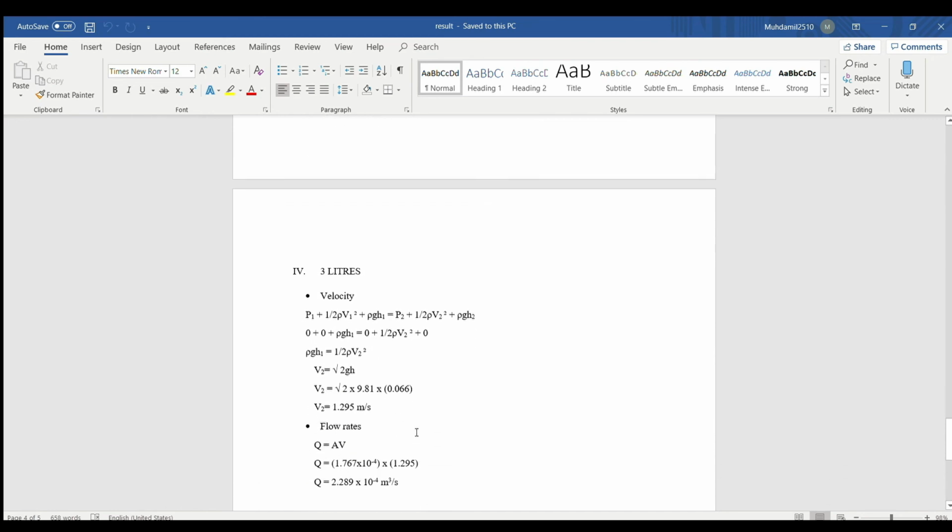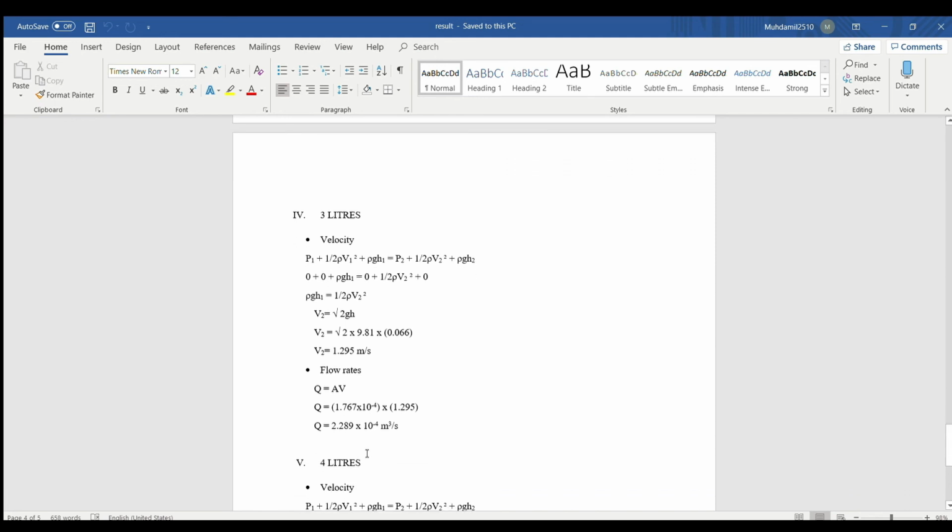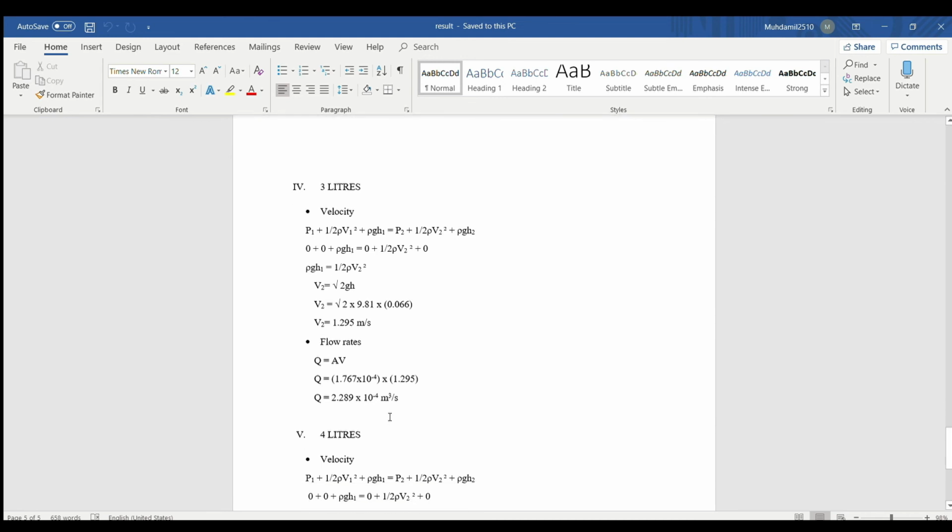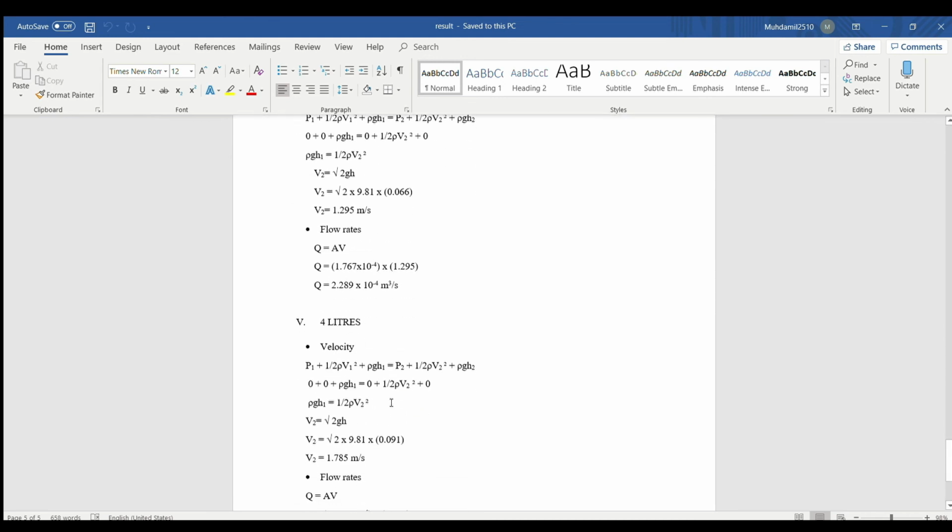Also the same step with 2 liter, we continue with 3 liter. For velocity, we get 1.295 meter per second. And flow rate, we get 2.289 times 10 power of negative 4 meter cube per second.